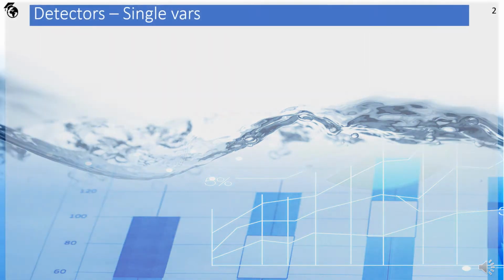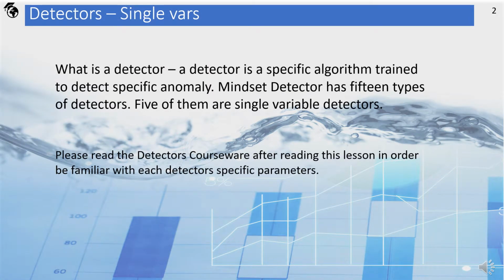In this video we are going to learn about detectors. Specifically single variable detectors. What is a detector? A detector is a specific algorithm trained to detect specific anomalies. Mindset detector has 15 types of detectors. 5 of them are single variable detectors.